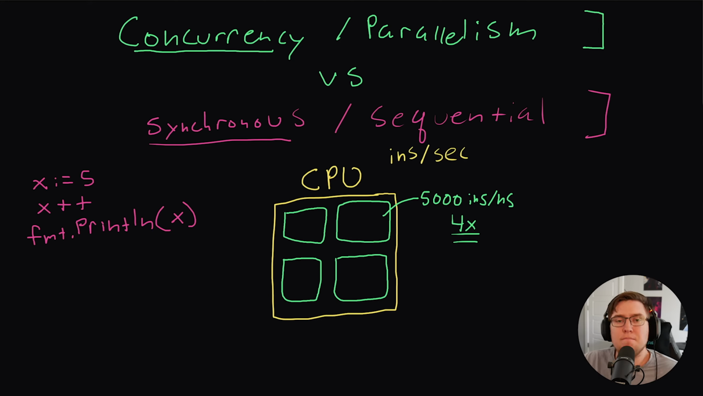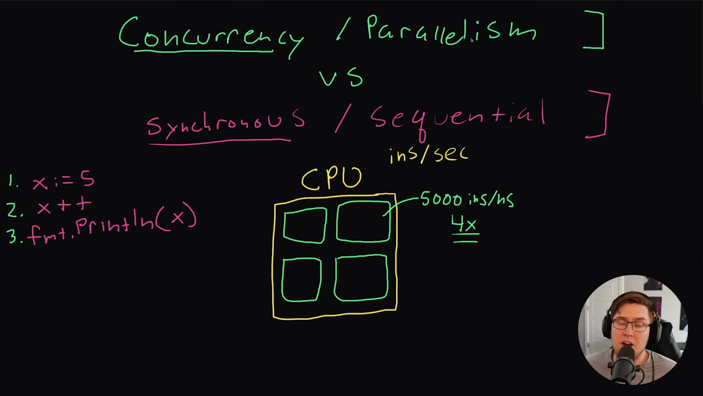The problem is that most code we write can't take advantage of all 4 cores. For example, let's look at this code over here. We set x equal to 5, and then we increment it, and then we print it. It has to happen in order 1, 2, 3. We can't do all of these instructions at the same time. If we did, then x++ would have nothing to increment because we never would have set an x variable equal to 5 in the first place. And print line x would have nothing to print because x hasn't been set yet.